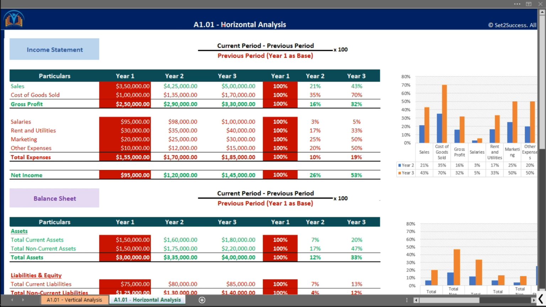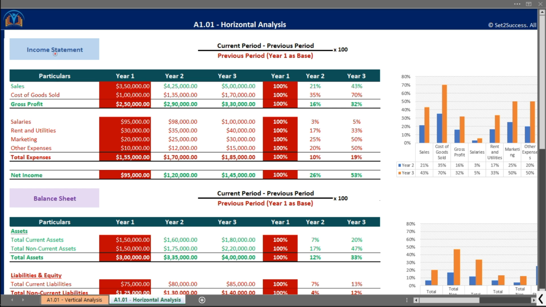So this is horizontal analysis. Let us now do it for the income statement. For the income statement, we take the current period minus the prior period, or base period, divided by the prior period, or base period. Here we have selected year 1 as the base, and that is multiplied by 100 to get the percentage. So year 1 is the base, and every line item will be divided by year 1.